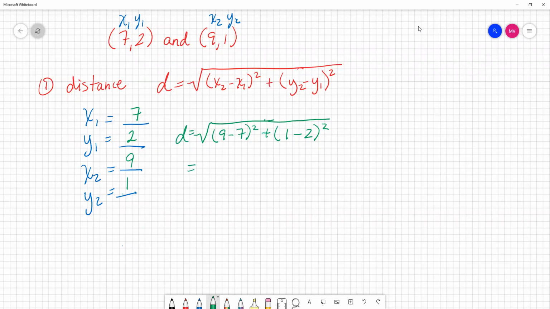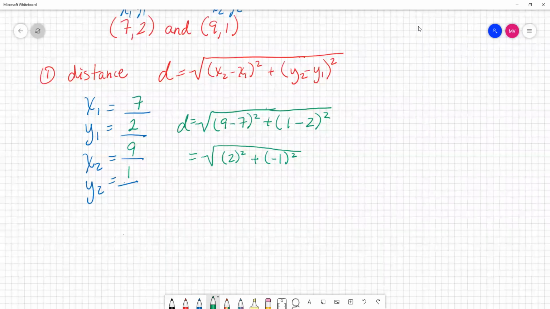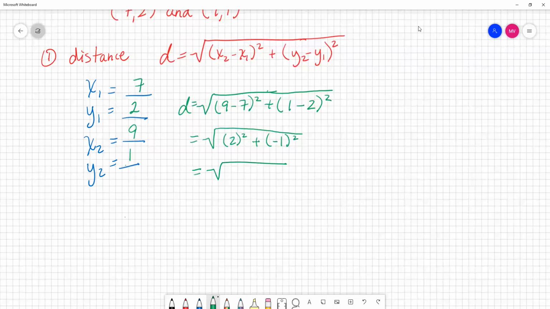Okay, all right, so now we simplify. PEMDAS tells us that the grouping symbols, the parentheses, we take care of first. So this is 9 minus 7, which is 2, and then 1 minus 2, which is -1, squared. And simplify again. It doesn't matter here because it's not negative, but it's good to make a habit of keeping them in parentheses, because if it does have a negative and you don't have it in parentheses, you're going to mess up.